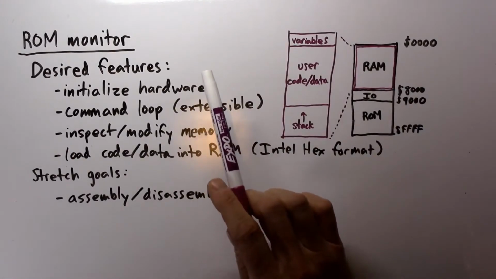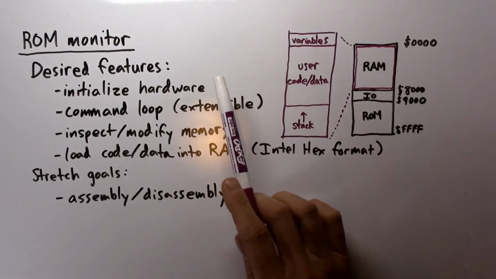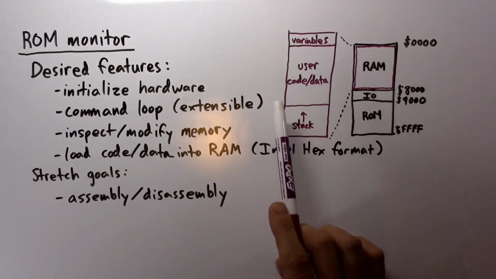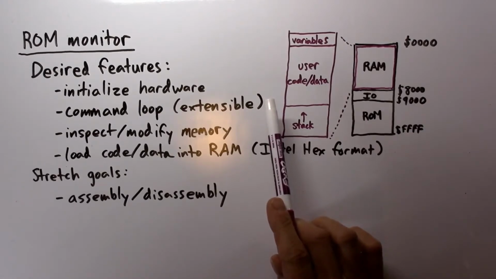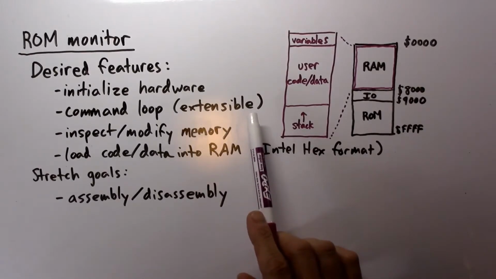So here is what I would like the ROM monitor to be able to do. When the ROM monitor starts, it should initialize all of the hardware devices that are present in the system, and then enter a command loop where repeatedly it waits to receive a command from the user and then carries out that command. I would like the command loop to be extensible so it is easy to modify the monitor program to add support for new commands.